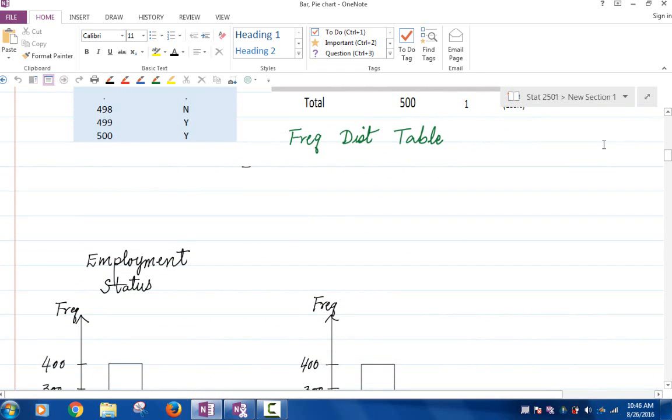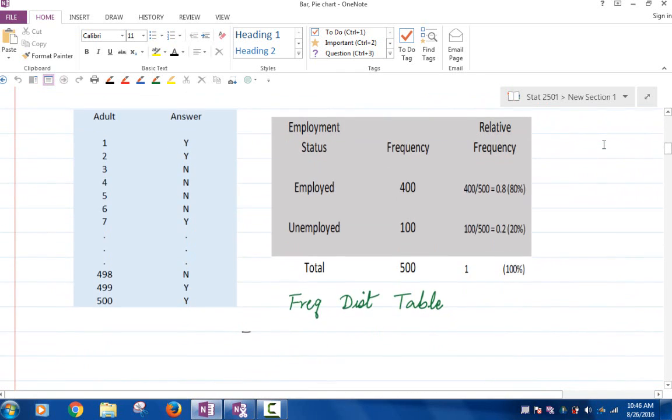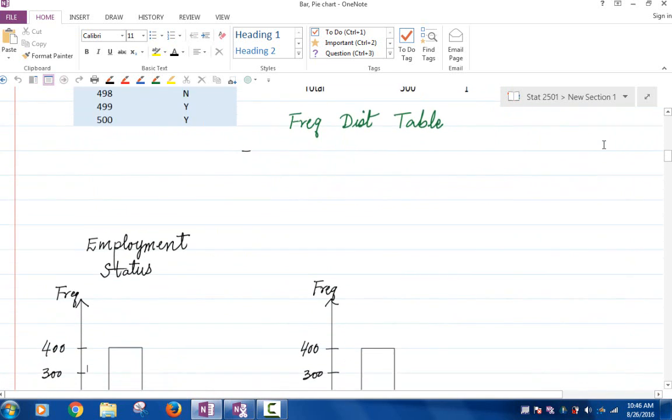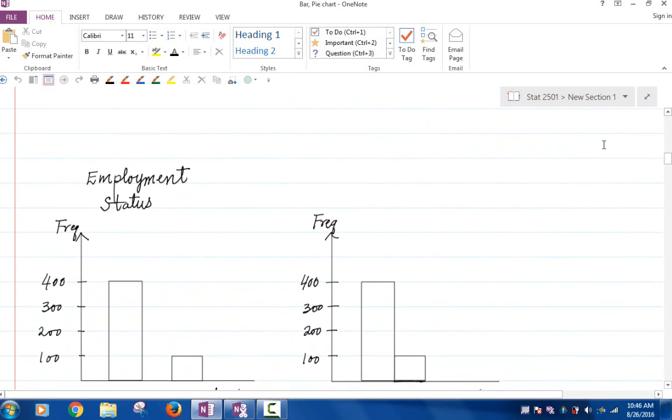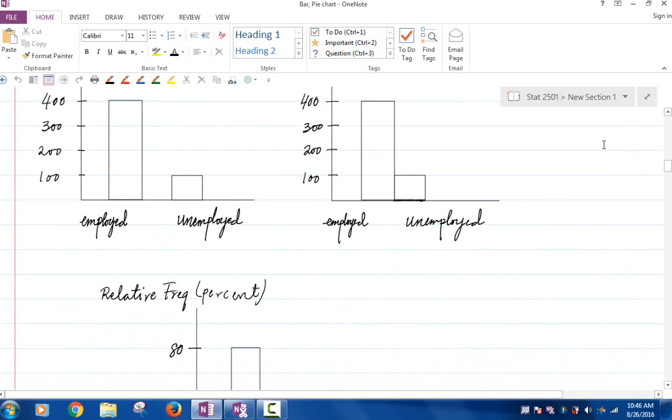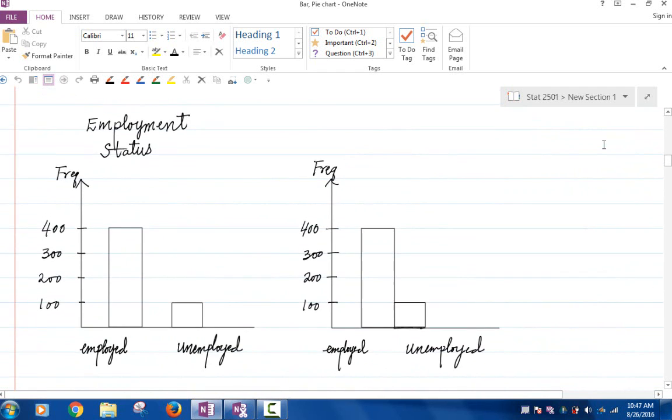And once again, for this frequency table, you can graphically represent it, and you can do so in two ways. For each category, you're going to have a bar or a rectangle. They have the same width. The height of each rectangle is the count of that category, or it could be the relative frequency of that category.